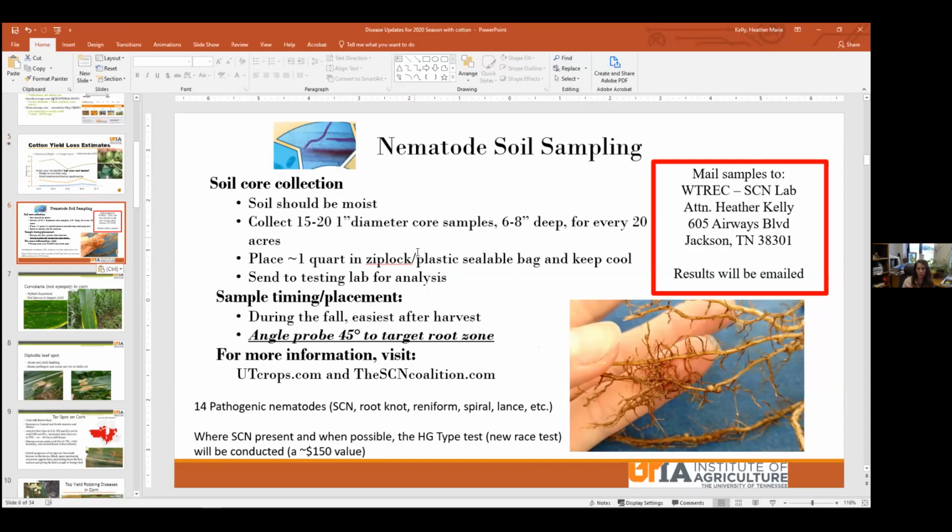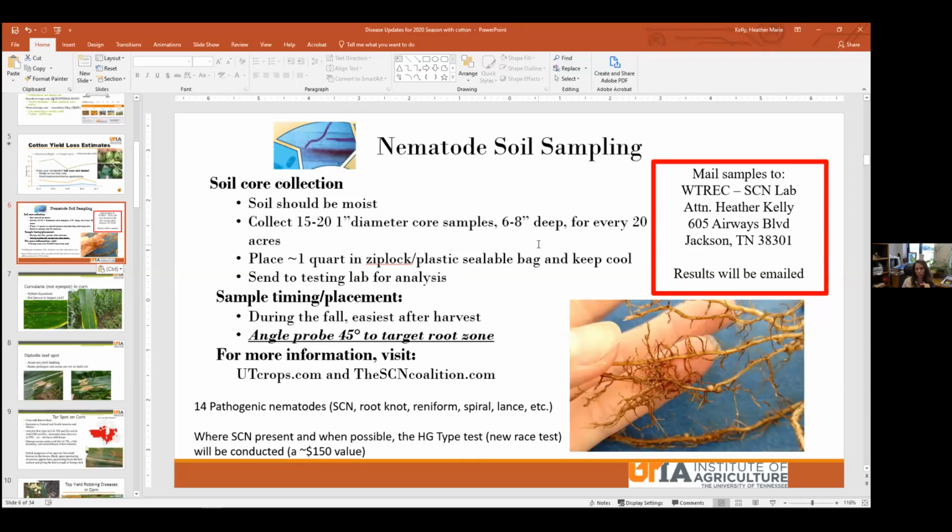But when taking a soil sample, you want to make sure the soil is moist, not dripping wet, but not dry as a bone. Obviously, you're not going to be able to get that soil probe in during our really, really dry periods. You're wanting to collect somewhere between 15 and 20 cores for every 20 acres. So approximately a core per acre, depending upon the size of the field and what you're trying to sample.